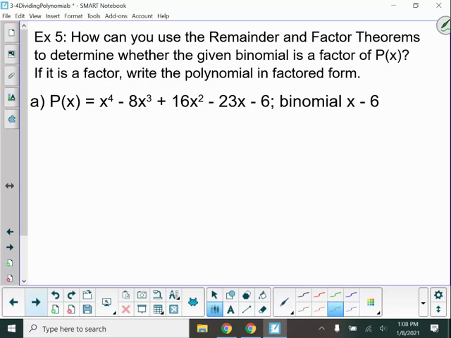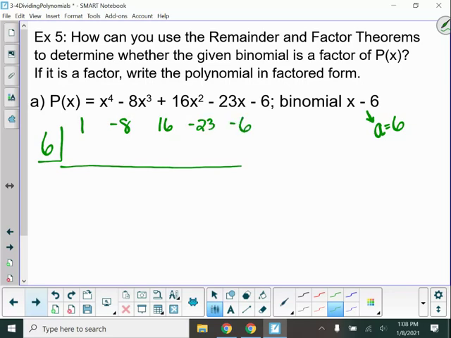So we are going to set up synthetic division. If the remainder is 0, then I know it has to be a factor. So with this binomial, my a value would be 6, because again, I have to set it equal and solve. I'm going to put all my coefficients across the top. I'm not missing anything in sequence, so I didn't have to put any zeros in.